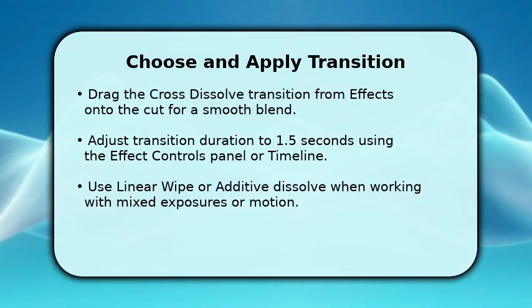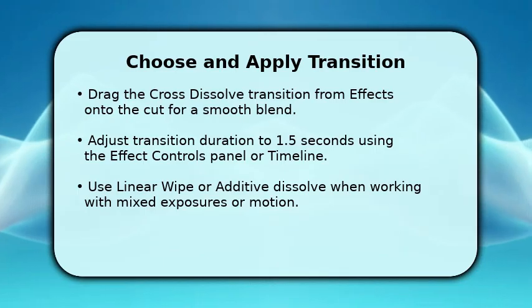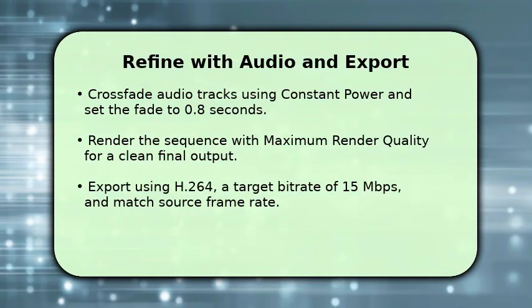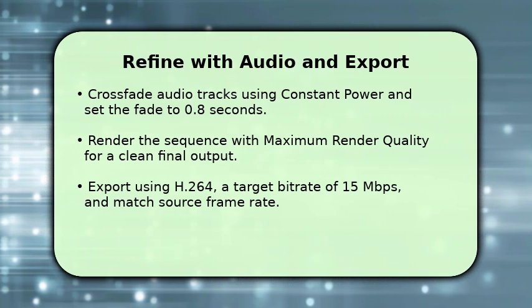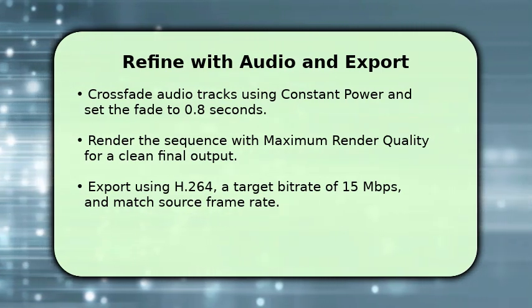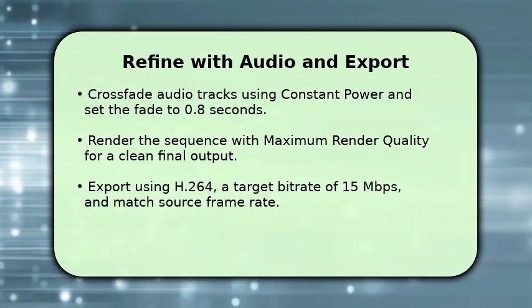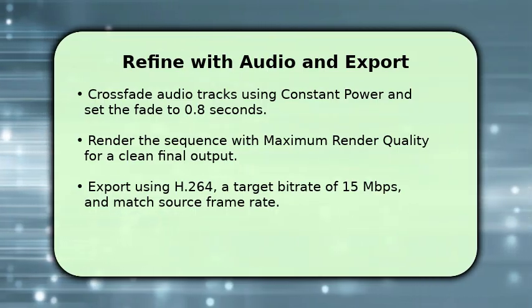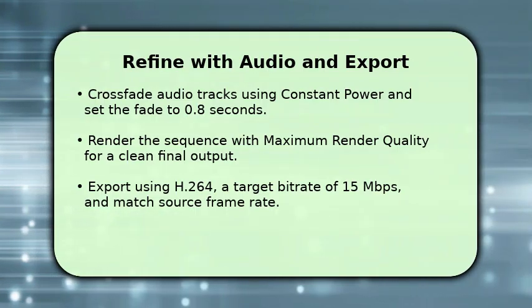Match and trim audio to the visual cut, then add a constant power crossfade between audio clips for a natural sound. Adjust the audio fade to 0.8 seconds so dialogue and ambience blend without pops. Render the sequence with maximum render quality to avoid dropped frames in the final output.